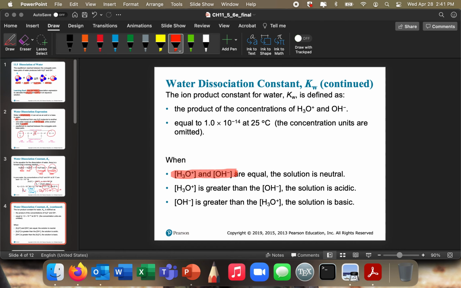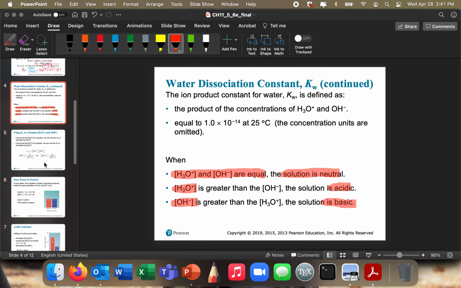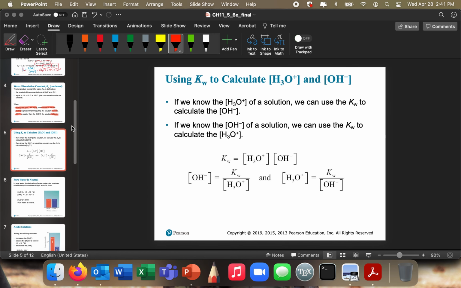Let's go down to these points here. When they're equal, the solution is said to be neutral. When this is greater, the solution is said to be acidic. When this is greater, the solution is said to be basic. This and that. My language apparently is getting a little tired, and just pointing and grunting now.